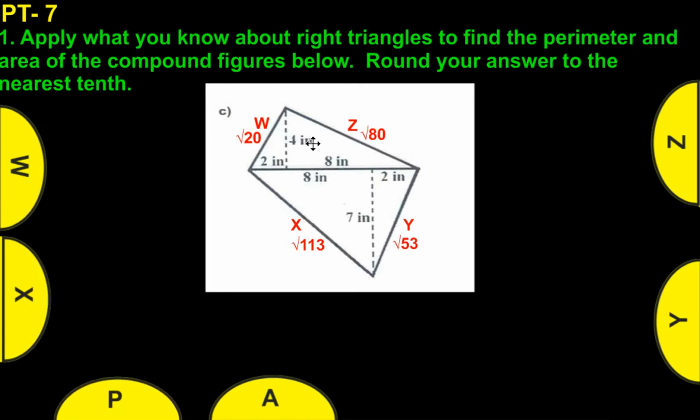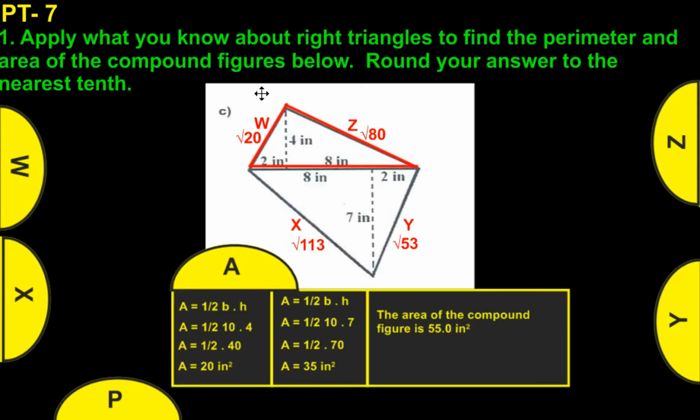Now to determine the area, we need to think about not 4 triangles here, but 2. So I'll highlight the first triangle we're going to focus on. The formula for the area of a triangle is 1/2 base times height. We have a height of 4 inches and a base of 10, because we have to combine the 8 and the 2. If we plug that in, we get 1/2 times 10 times 4, or 1/2 of 40, which works out to be 20 inches squared.